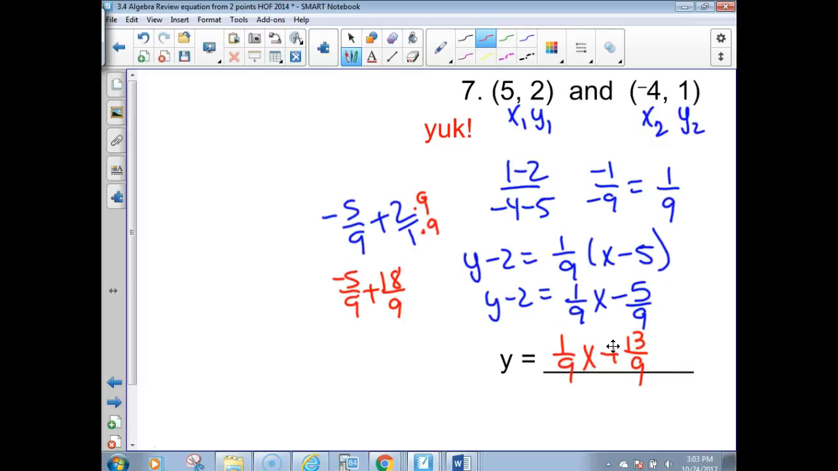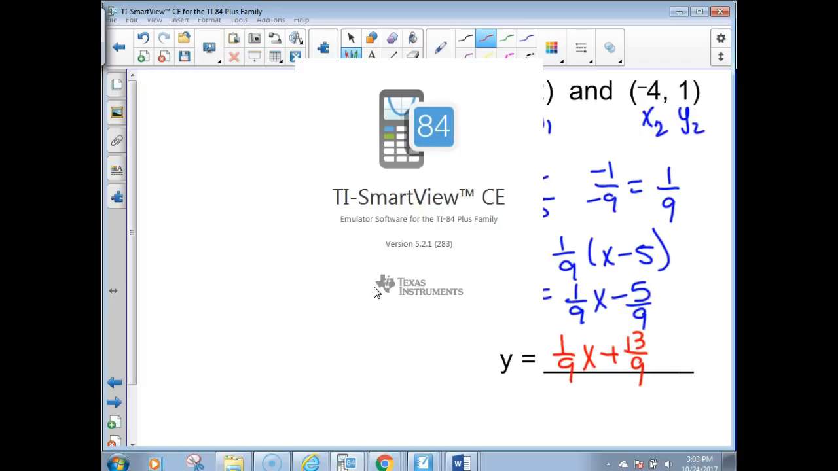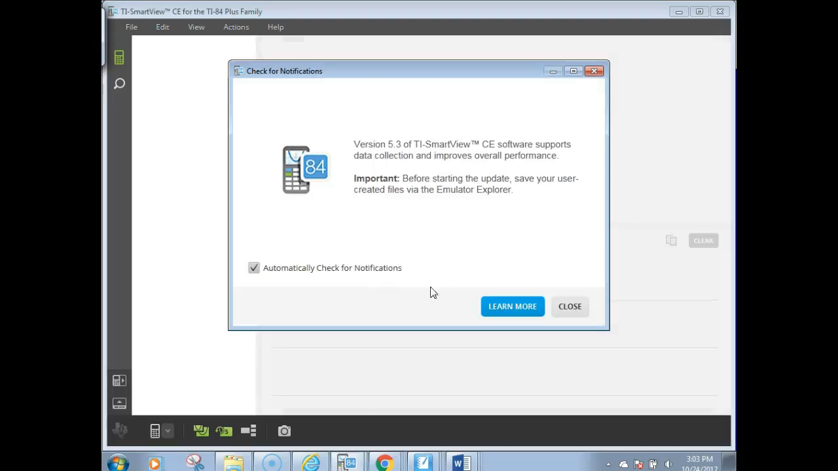Now here's how the calculator can do it. You just take -5/9. I always want to close this because my memory's getting low on my computer. You're going to type -5 divided by 9.